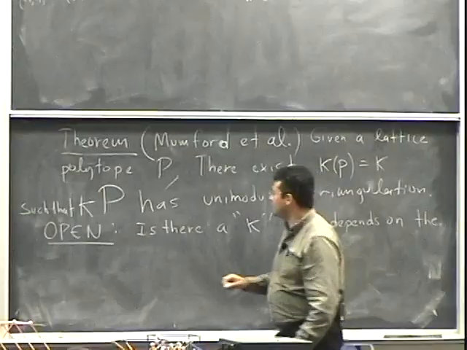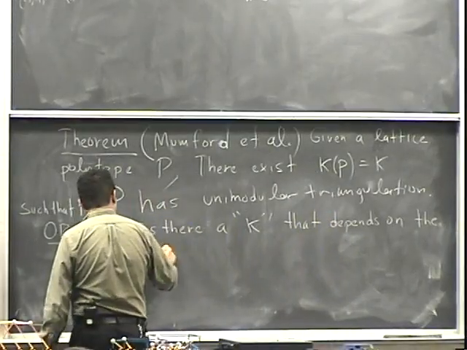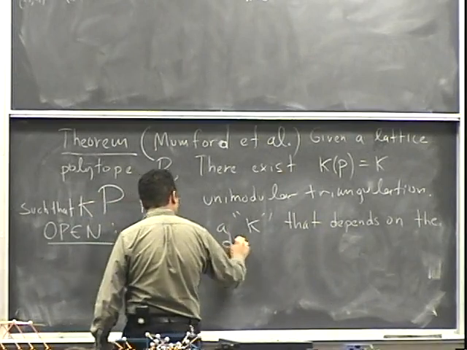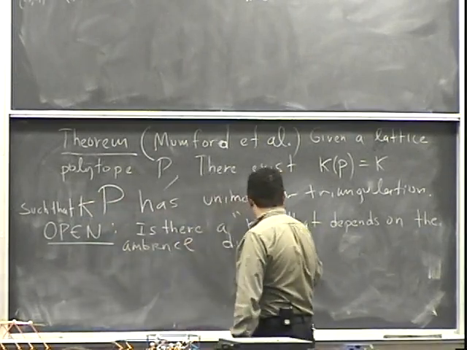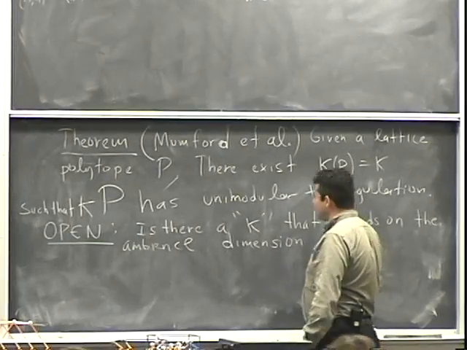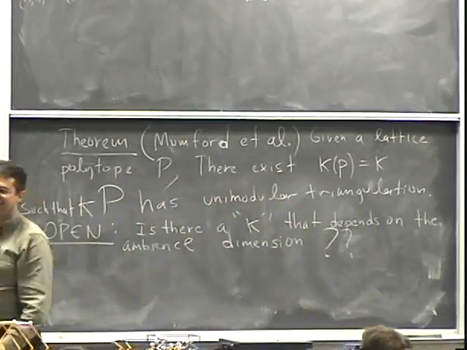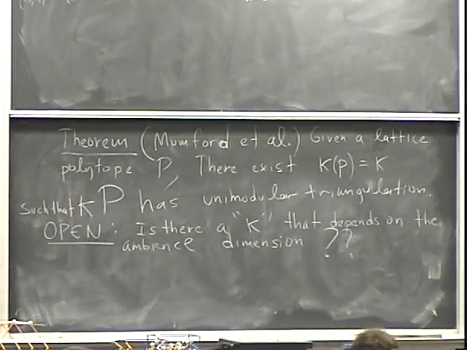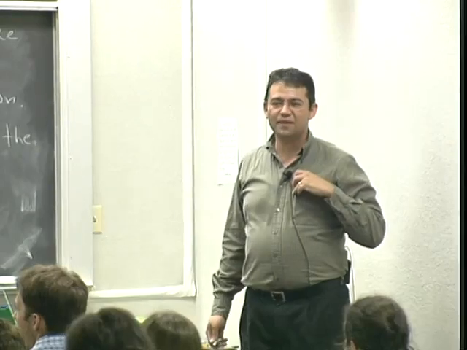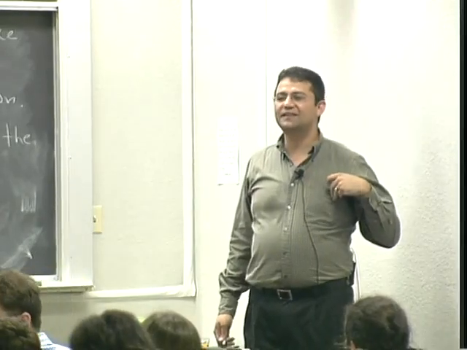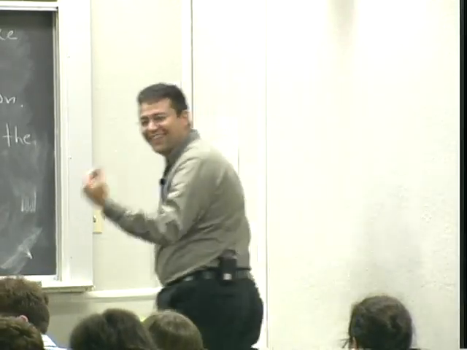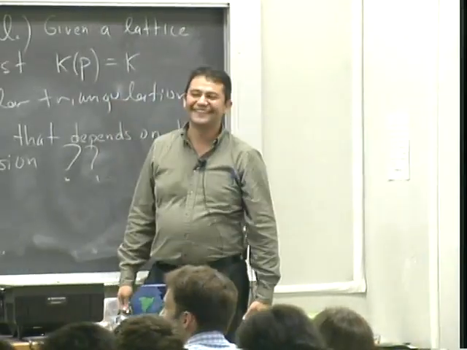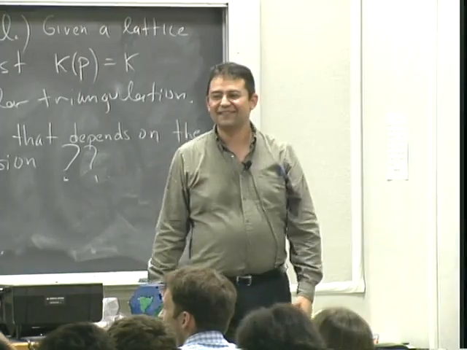On the ambient dimension? If we're given P, do we know how to find K? That's another open problem. Find the computation, well, okay. Actually, Montfort et al., I think they have an algorithm in the paper. But I mean, find an efficient algorithm to find the K. Let's be a computer scientist again and say, find the K.